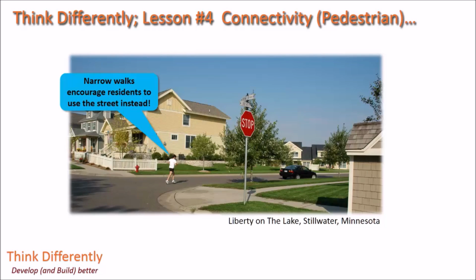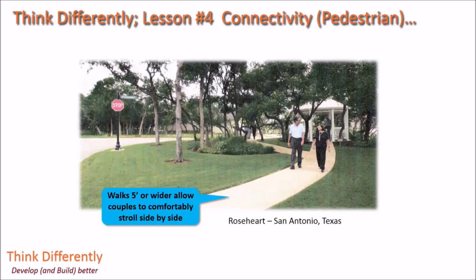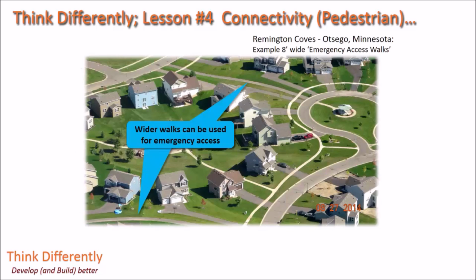Narrow walks, for example, in the U.S., 4-foot walks, they're not wide enough. They're standard, but they're not wide enough for couples to walk side by side. So guess what? They walk in the street. Why even have the walks if people are going to be using the streets? 5 foot or wider allow couples and people with children to comfortably walk side by side, and that should be a minimum. But you should size the walk to the traffic load.